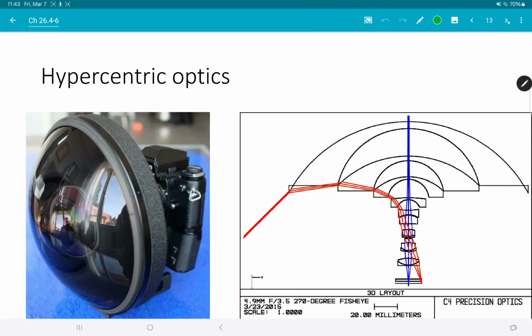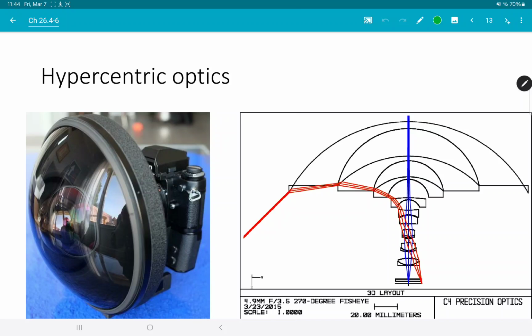And lastly, hypercentric optics. Has anyone ever played with any of those 360-degree cameras? You know what I'm talking about? Okay, so they have cameras.